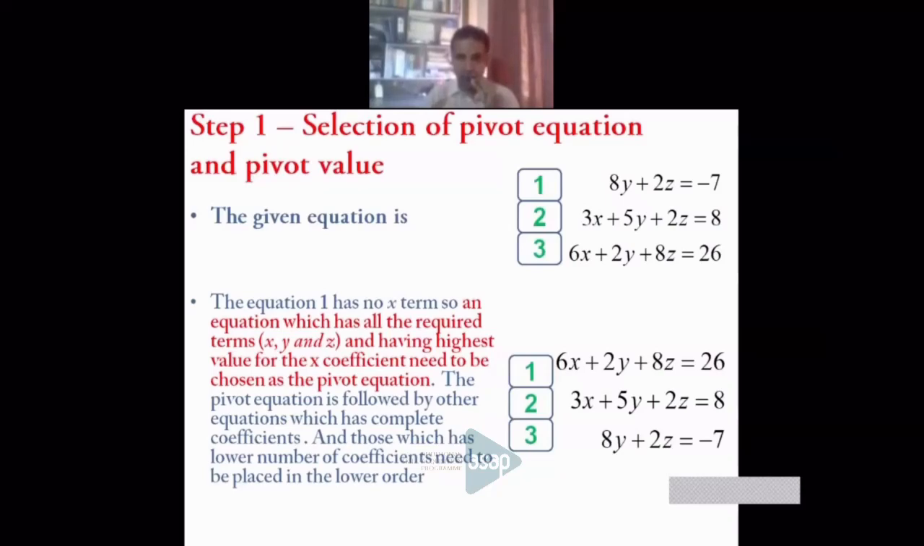Next comes 3x plus 5y, and as the last, third equation, we have placed equation number 1, which was stated in step 1 earlier, 8y plus 2z. So this is the first step that we try to do: rearrange the equations so that you have the pivot equation.